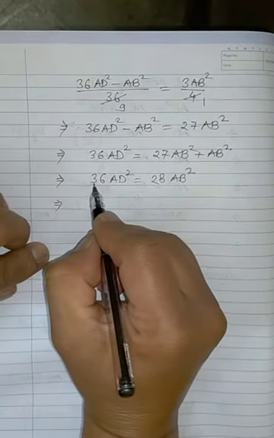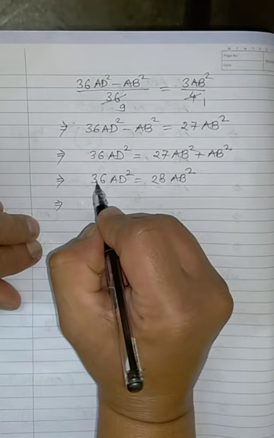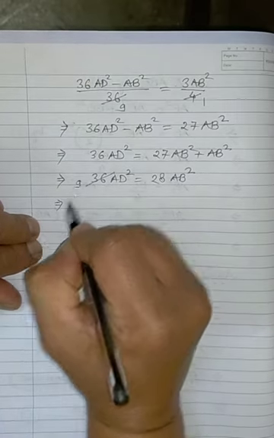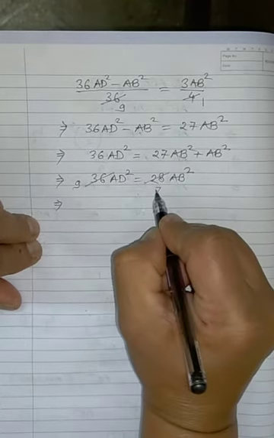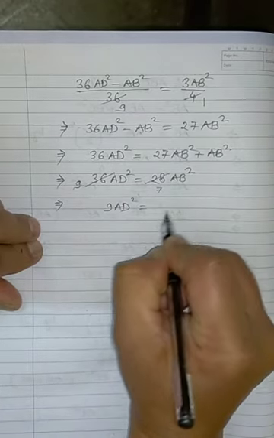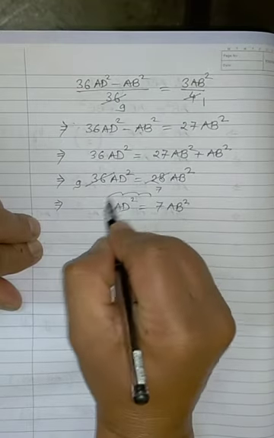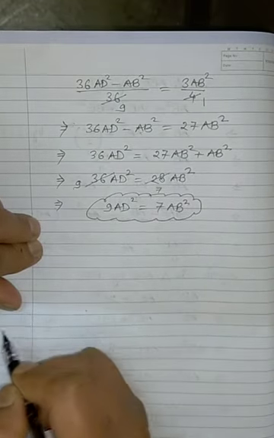Now here both numbers 36 and 28 can be cancelled by the table of 4. So 4 nines are 36 and 4 sevens are 28. So we get 9 times AD square equal to 7 times AB square, which we had to prove.